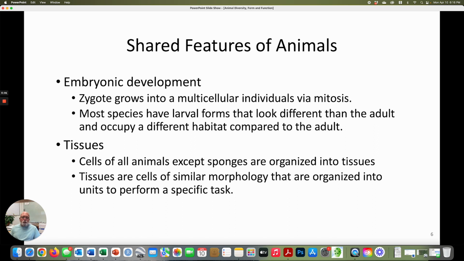And we've talked about tissues in plants, but tissues also occur in animals. And all of the animals except sponges have their cells organized into tissues. And once again, tissues are just cells that are of similar morphology that are organized into units that perform a particular task. And just to review this, you've seen this in lab. The major tissues that we deal with in animals are the epithelial tissues, the muscle tissues, connective tissues, and nervous tissues. And remember that each of those tissues is defined by a particular characteristic.